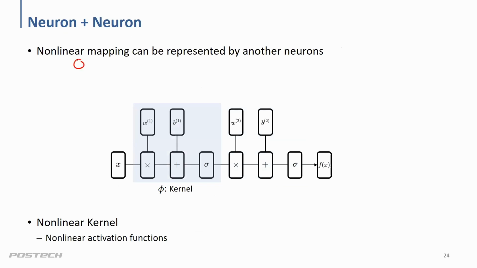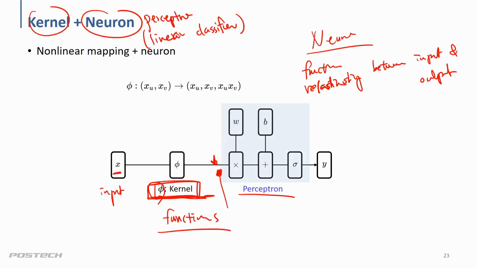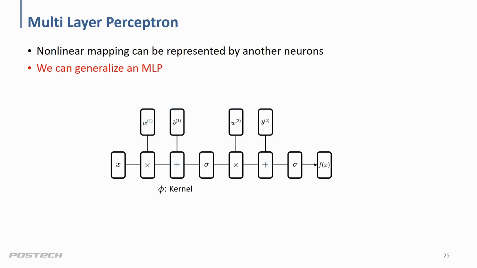I want to replace these linear mappings or kernels with other neurons, because we learned from the previous slides that neurons can represent any kind of function and relationship between input and outputs. So these represent the kernels. We don't know what the omegas are, we don't know what the B is, but these are the kernels. Okay, so just think about these two. Now just looking at here.